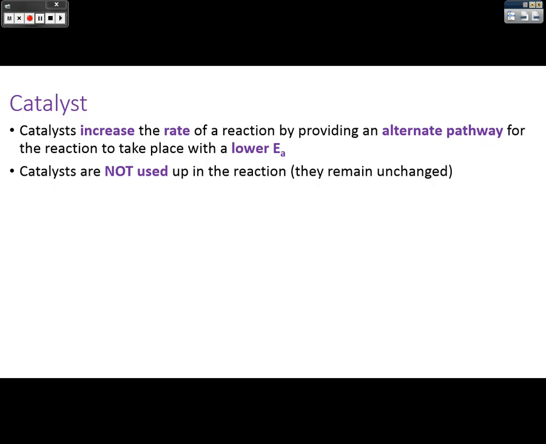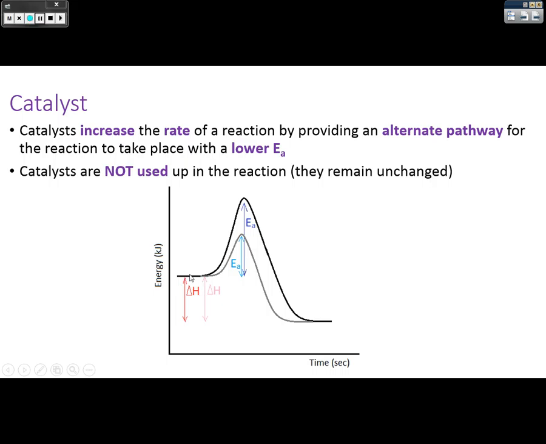Sometimes heat can be considered a catalyst, or sometimes actual physical substances like manganese or zinc or platinum are used as catalysts. And so what catalysts do, you can kind of see here. This black line is my reaction, going from reactants to products. And I've got this dark blue activation energy. It's pretty big. And I've got this dark red delta H.